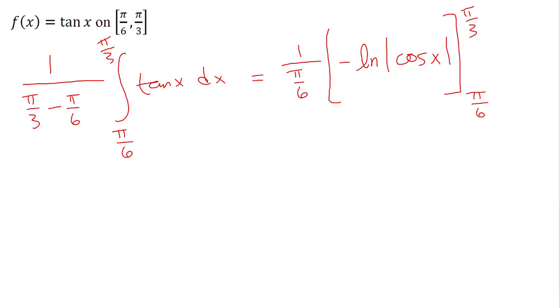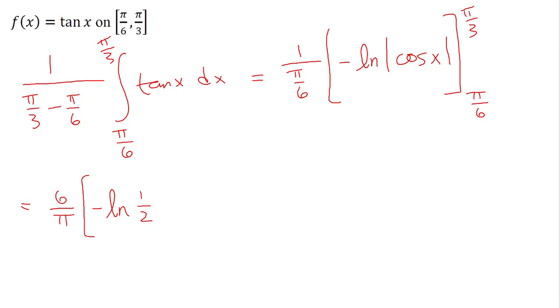And so, if you don't remember that integral, you should. But if you don't, you can always do the u sub: write it as sine over cosine, and u sub out the cosine. So out of the front, 1 over pi over 6 is just 6 over pi. So we've now got 6 over pi times the negative natural log of the absolute value of the cosine of pi over 3. Well, the cosine of pi over 3 is just a half, so we'll put in a half there.